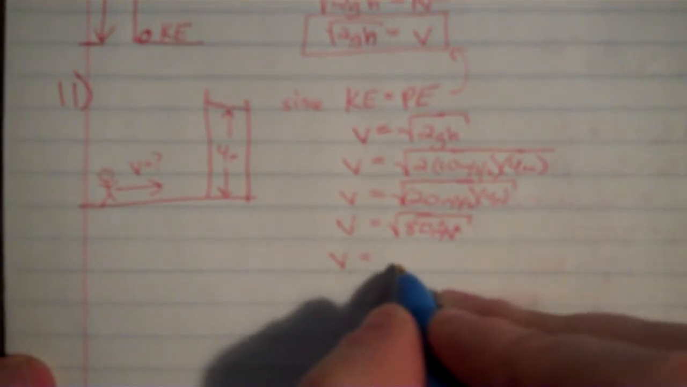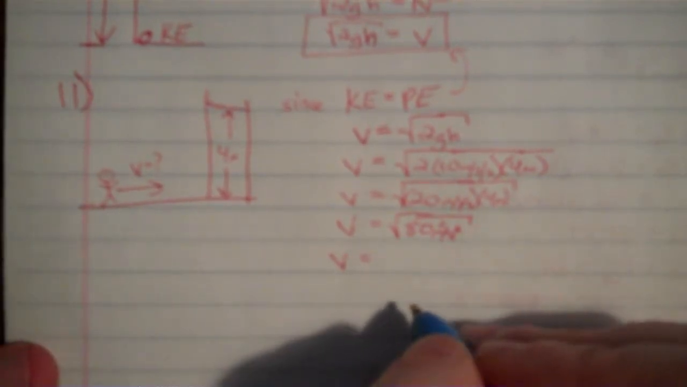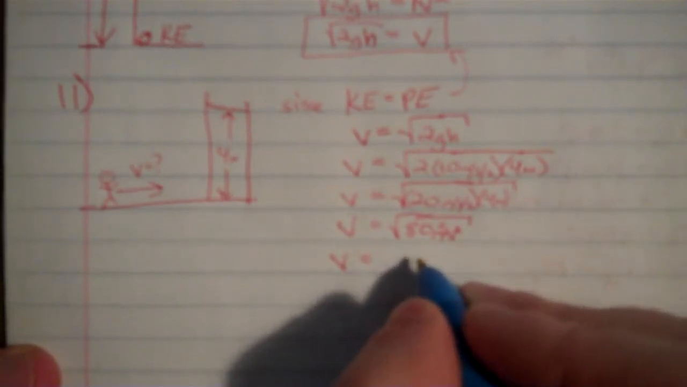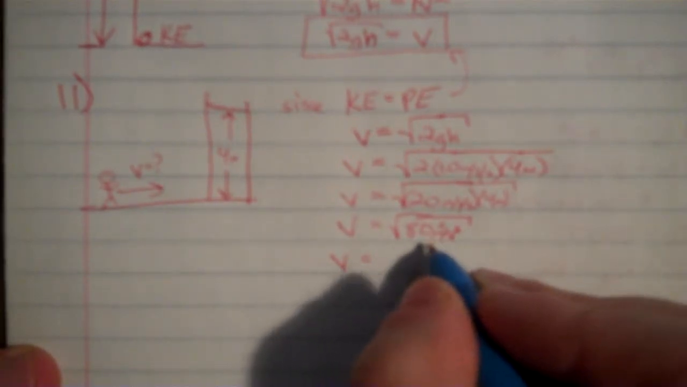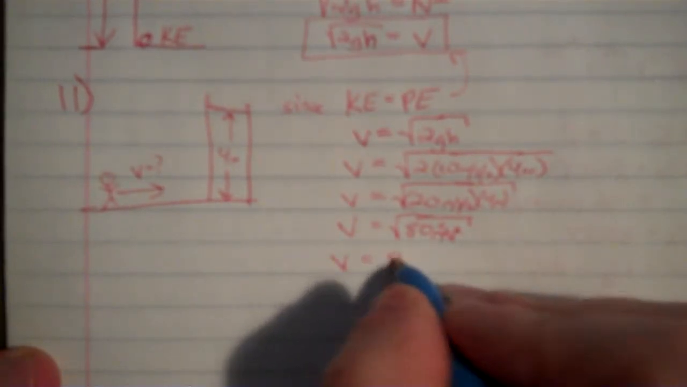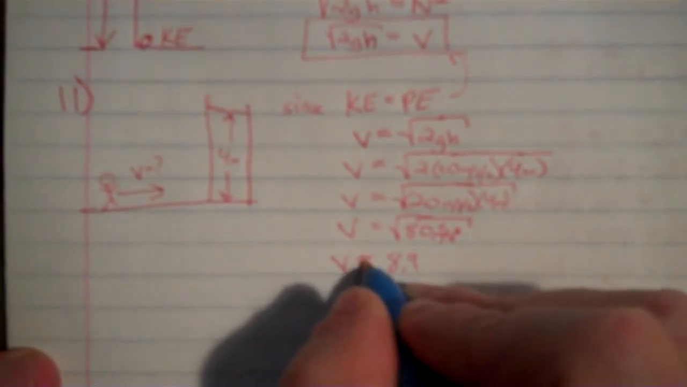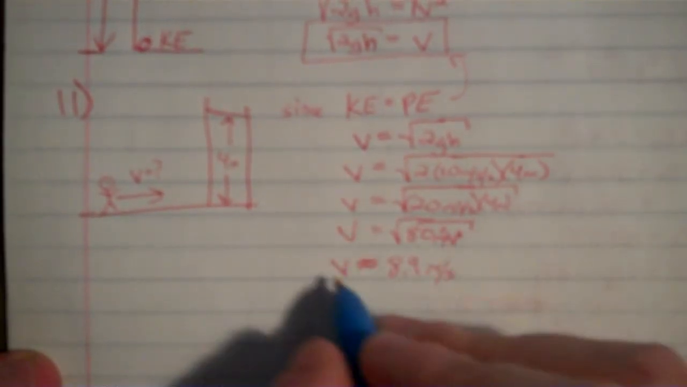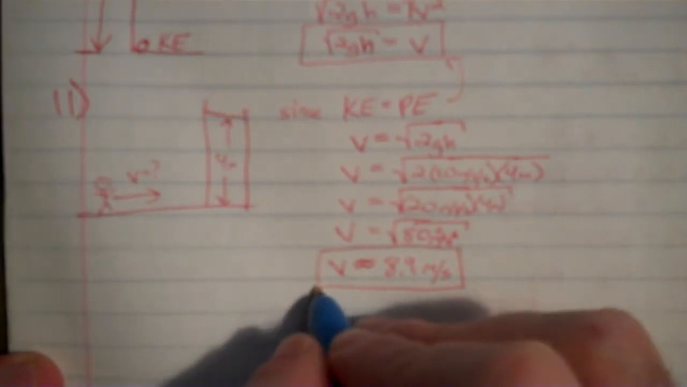But whatever the square root of 80 would be, I'm going to ballpark here. The square root of 64 would be 8, and 9 would be about 80. If it was 9 meters per second, it would be about 81, because 9 times 9 is 81, so I'm going to ballpark here. It's approximately 8.9 meters per second, roughly. Double check me with the calculator, but now we have our velocity.